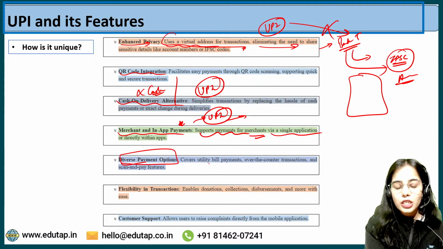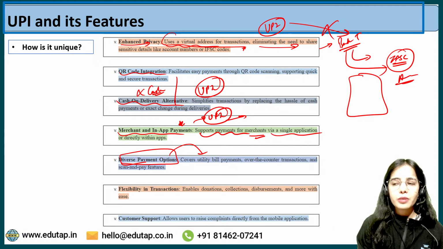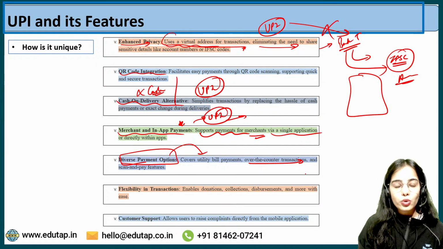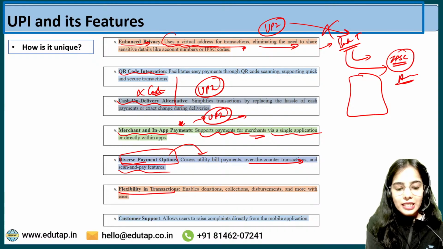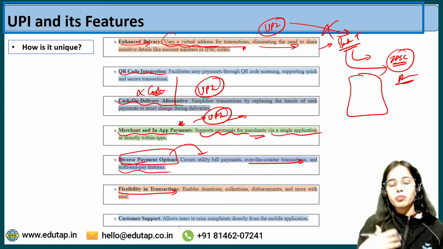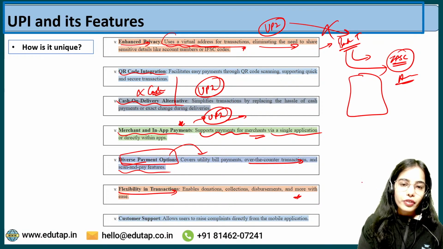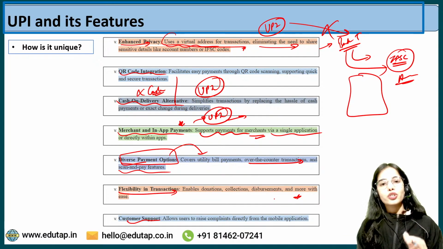Diverse payment options, so you can pay the bills, you can pay electricity bills, and any bills that you want to pay. Over the counter transactions, that is, in the stores also you can do the payments, and scan and pay features are also there. Flexibility in transactions, you can make various transactions, donations, collections, disbursements, and many more with ease. Customer support is also provided in the application. So these are the unique features of the UPI.